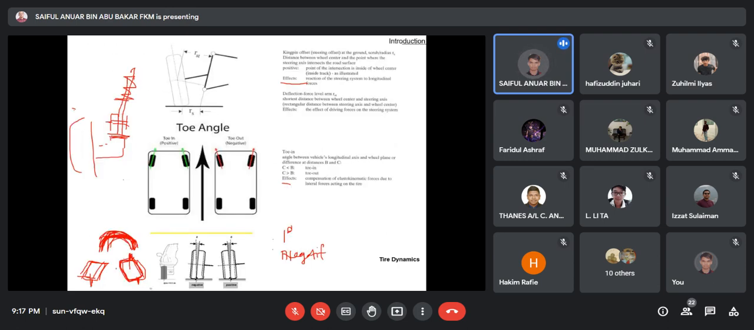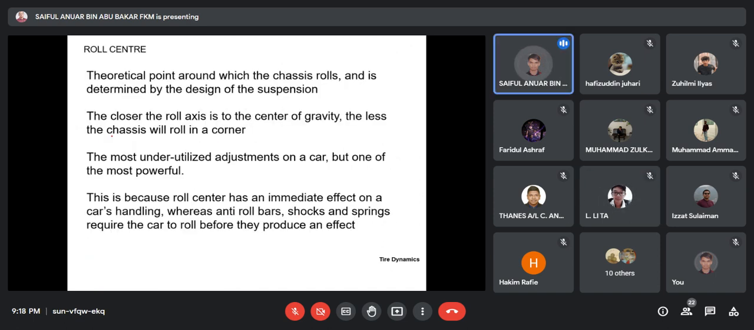Okay, any questions on this toe angle and camber angle? I will update this slide, okay? Because some of the information is a bit misleading because the figure is not correct. Any questions on this one? So far okay, doctor. Okay, now for the roll center.